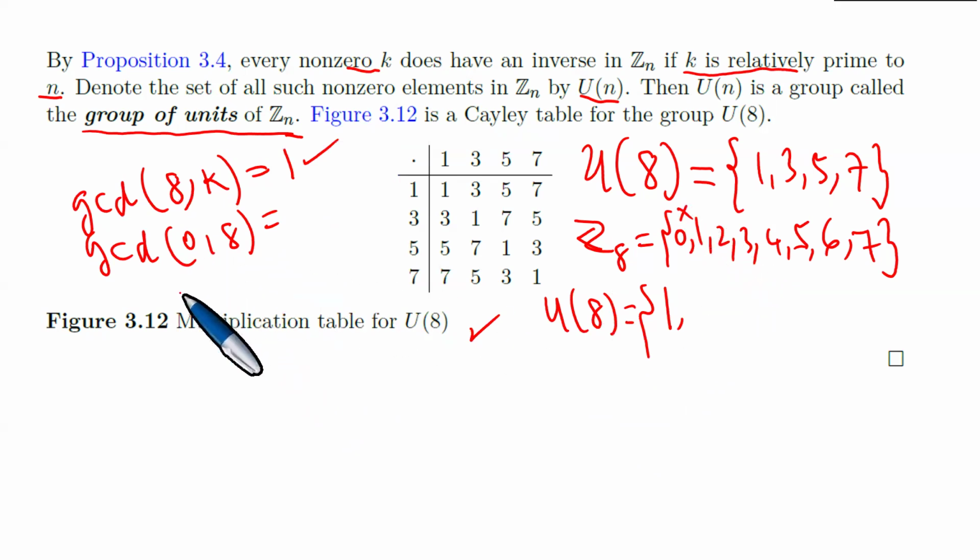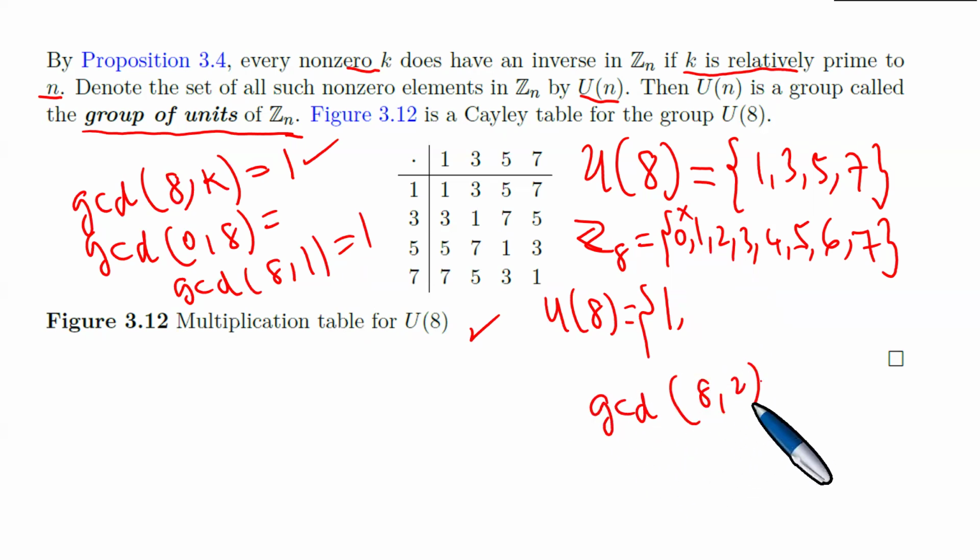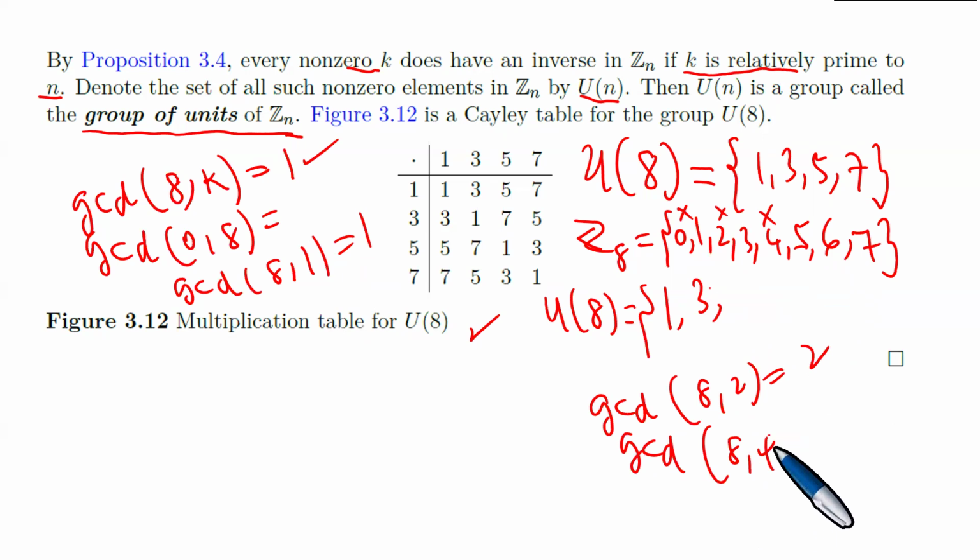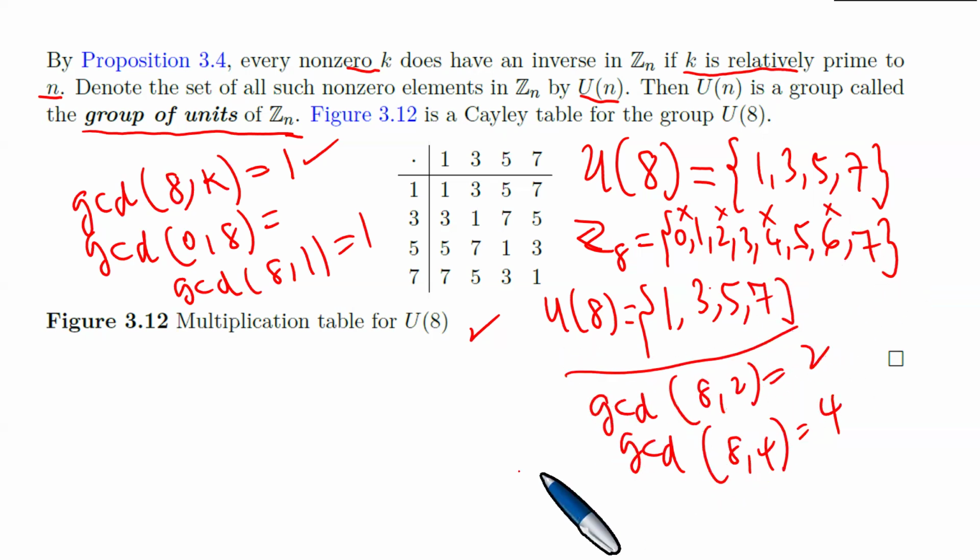The greatest common divisor of 8 and 1 is just 1, so we take the 1. The greatest common divisor of 8 and 2 is 2, so 2 is out. The greatest common divisor of 3 and 8 is 1. The greatest common divisor of 8 and 4 is 4, so 4 is out, but 3 is there. 5, yes. 6, no. 7, yes. That is why we're able to see U8.